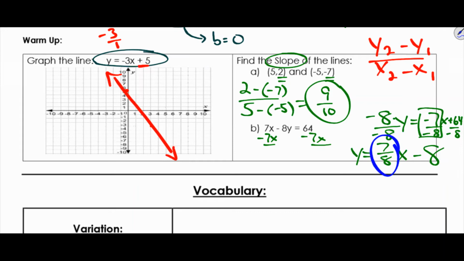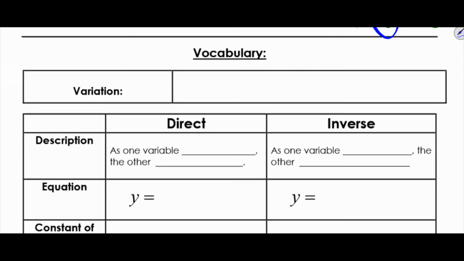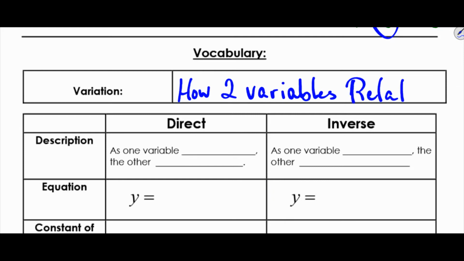So before we jump into the difference between direct and inverse, I just want to talk about what a variation is. Variation is just talking about how two variables relate to each other. So it's the relationship between two changing numbers, or how two variables relate. And there's other examples of variation, but the two that we're going to be talking about here are direct and inverse.